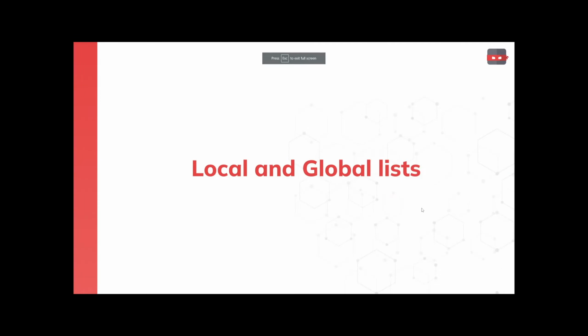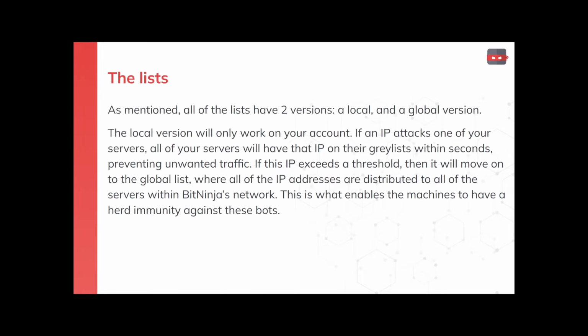And as promised, we have arrived to the local and global lists. I think the names are pretty talkative by themselves, but we will still cover the main differences between these two. So what you have to know is all of these three lists that we previously mentioned, so black, white and gray lists, have two different versions, a local and a global version.